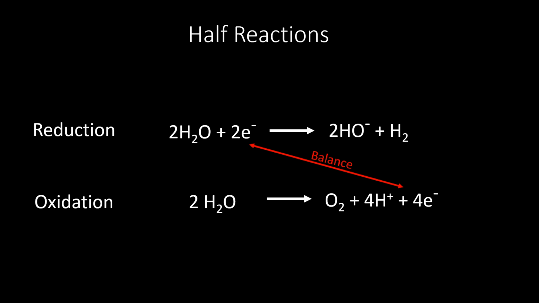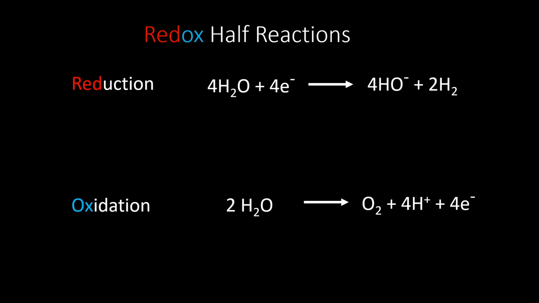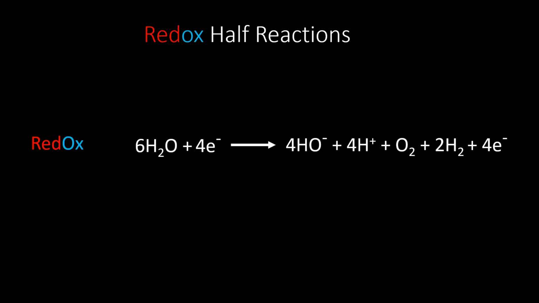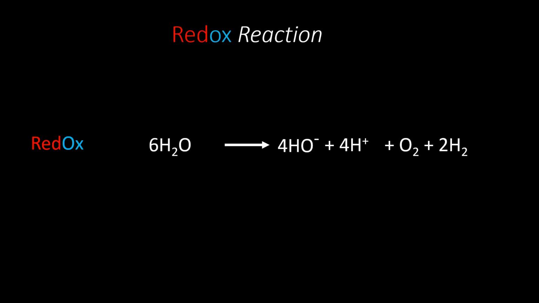In order to get our overall reaction, we're going to need to balance our reaction. To do this, we can multiply the entire reduction reaction by 2. That's why our reaction generated 2 equivalents of hydrogen before. Now that our reactions are balanced, we can combine our reduction and oxidation half reactions into one full redox reaction. We can then start to balance our full equation. First, we can remove the 4 electrons on both sides of the equation. We added electrons, we took away electrons.